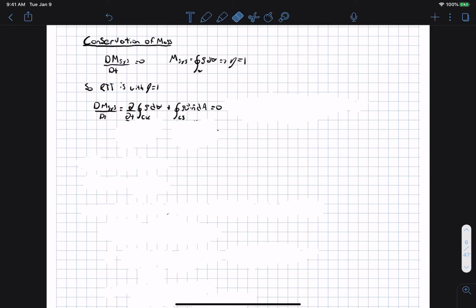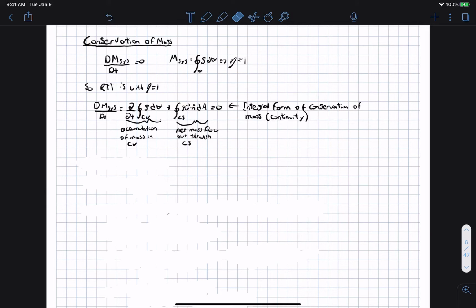And this term here represents the accumulation of mass in our control volume. And the second term represents the net mass flow rate leaving out through the control surface. And so conservation of mass dictates that this derivative, which is equivalent to these two terms, is equal to 0. The conservation law tells us to set these two terms equal to 0. And this here is called the integral form of the conservation of mass, or continuity.